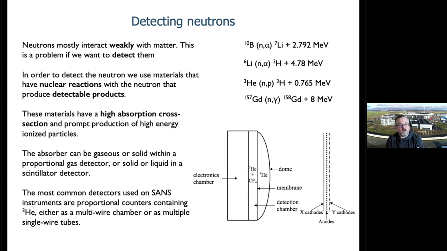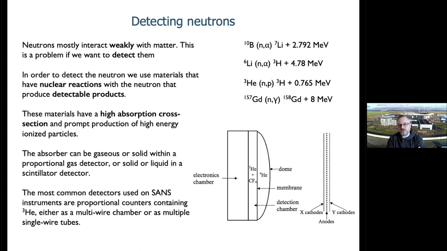In the case of solid detectors, like many of the boron-10 detectors that we're deploying at ESS, the principle is similar. You have a very thin boron layer. The neutron interacts with it, and the layer of boron is thin enough that the reaction products can escape. They then ionize a gas, which produces a charge cascade, which we can detect in various ways.